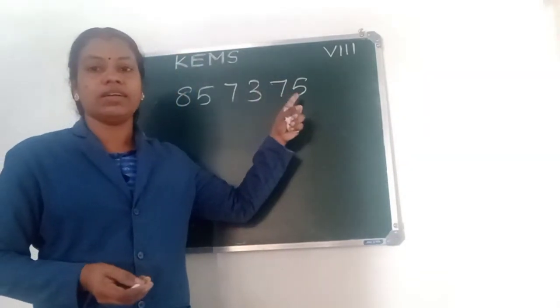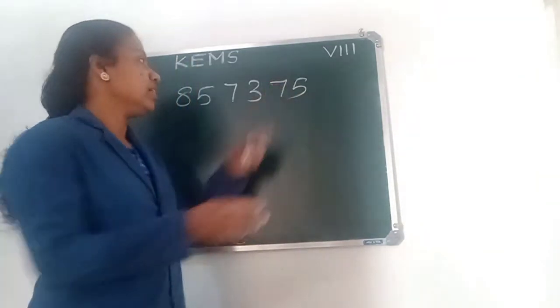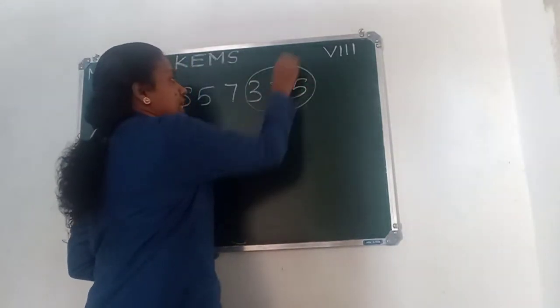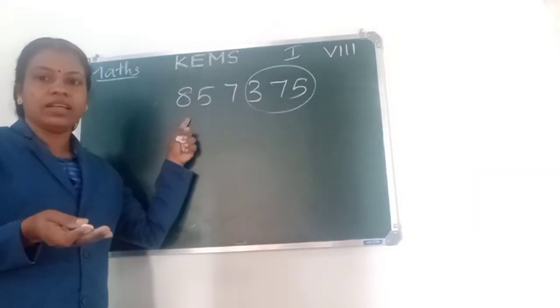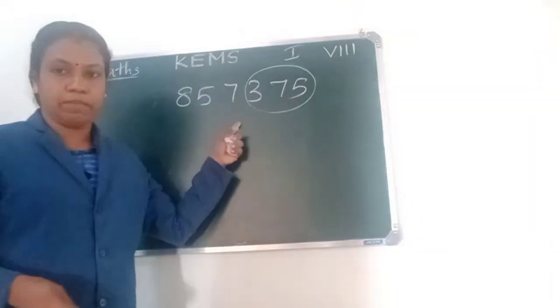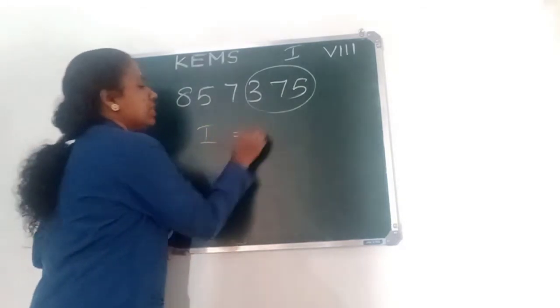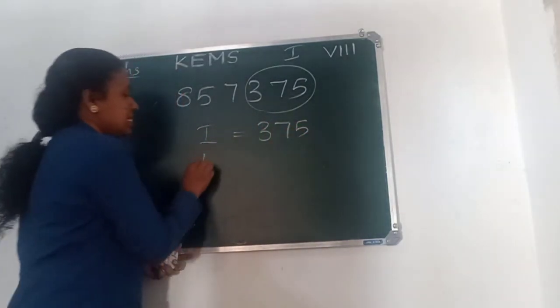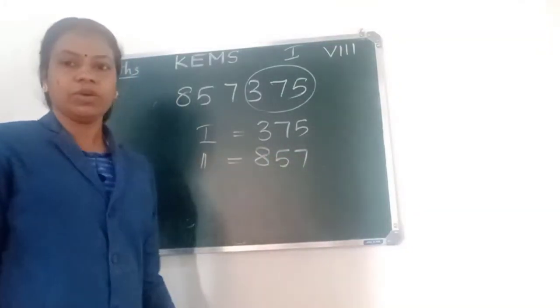First group, including 3 numbers: this is the first group, 375. Then the remaining number is the next group. Here 3 numbers, so this is the second group. First group 375, second group 857.